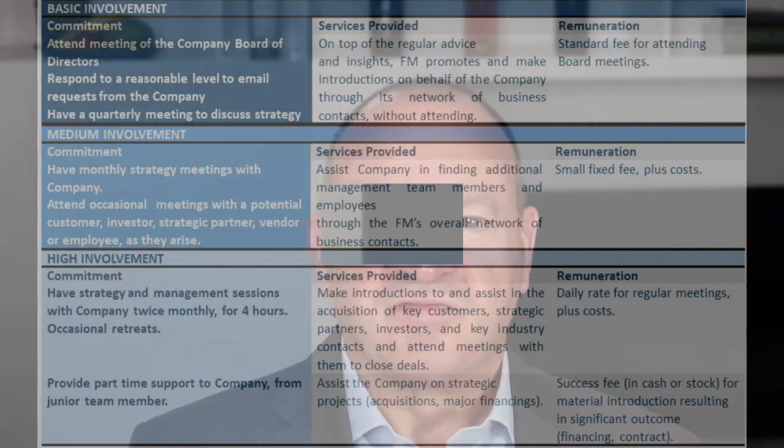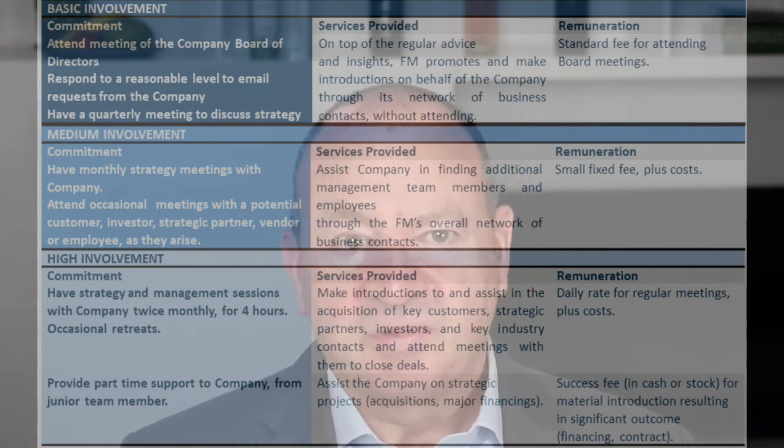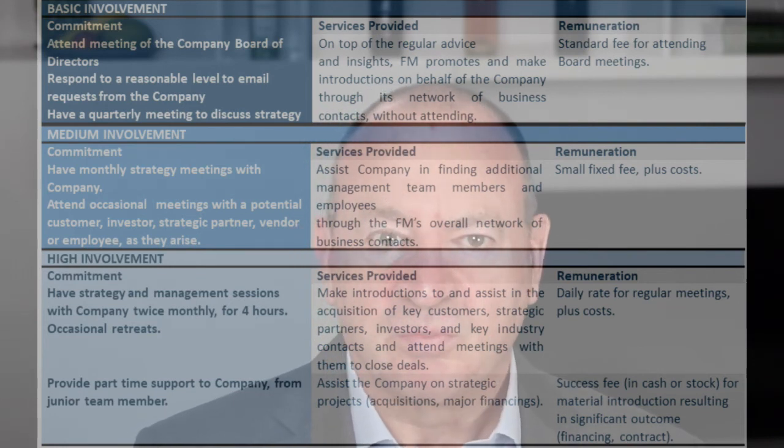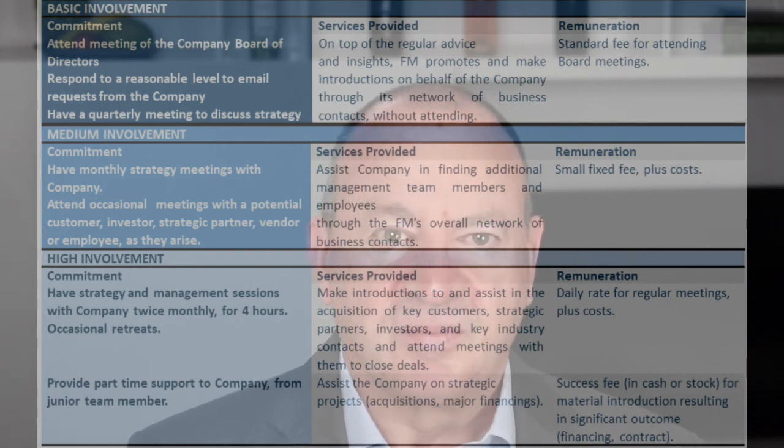And then we get to high involvement, where we might have meetings twice a month. We go on a corporate retreat a couple of times a year, so we go away for the weekend and do a brainstorming session. And then maybe we second one of our juniors to the company, or they go there one day a week to help out with a project. So we step up our involvement. We can go from basic to medium to high.